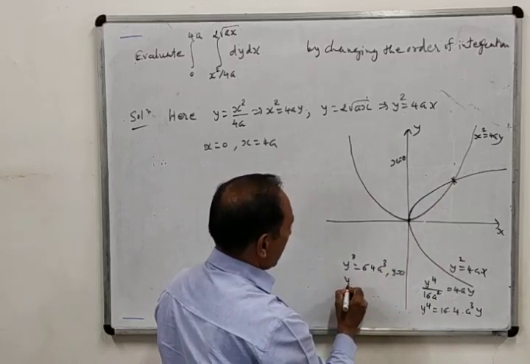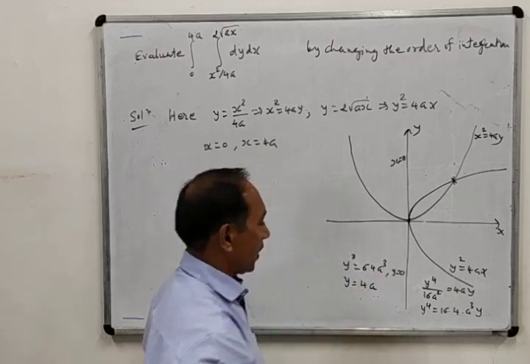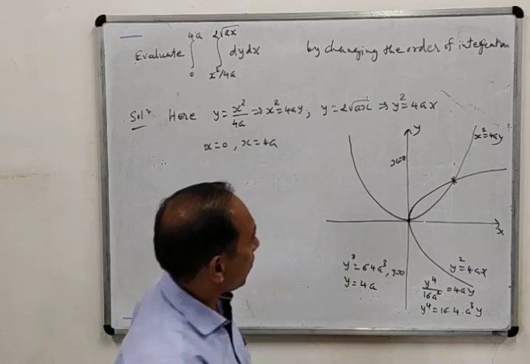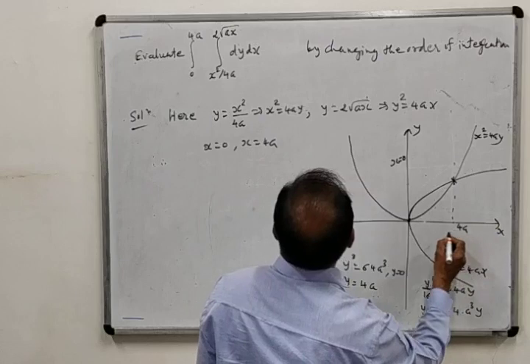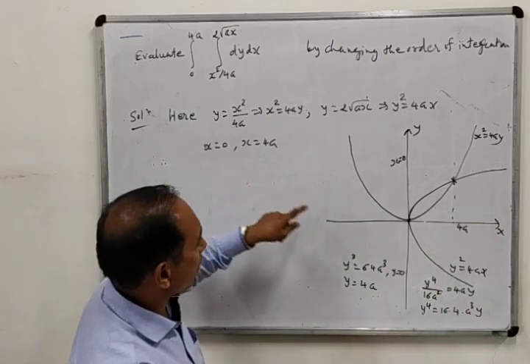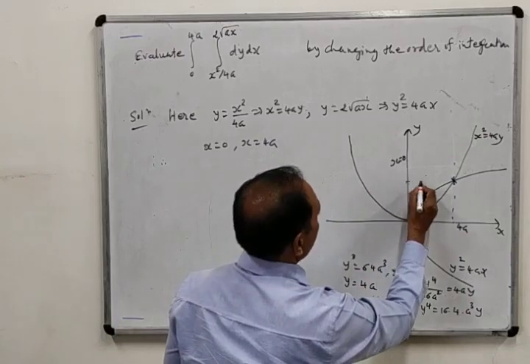So here, if we take the cube root, then one cube root is y equal to 4a. There are also two other roots, but they may be imaginary. So here y equal to 4a. So this is the point 4a. So here again it is given that y equal to 4a. Actually y equal to 4a means this is the point y equal to 4a.